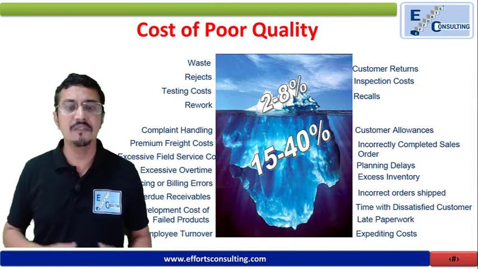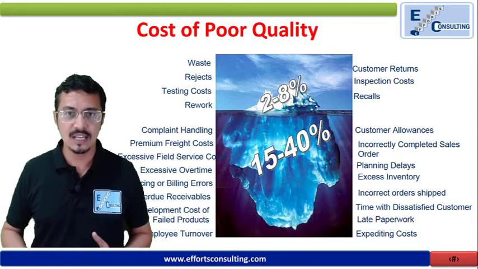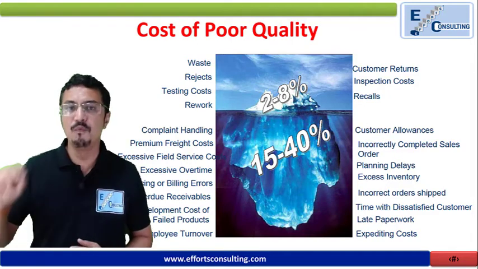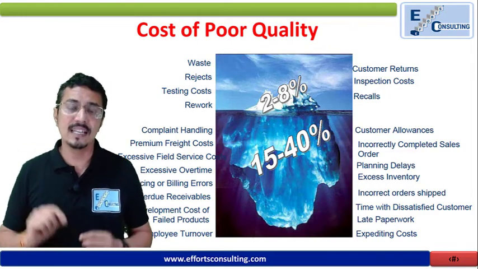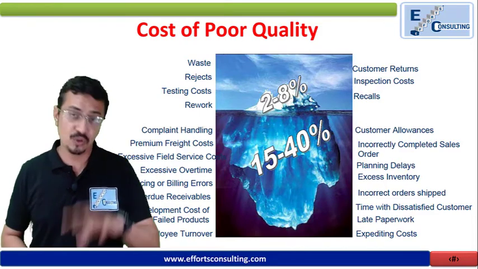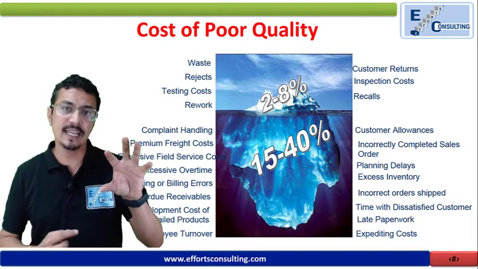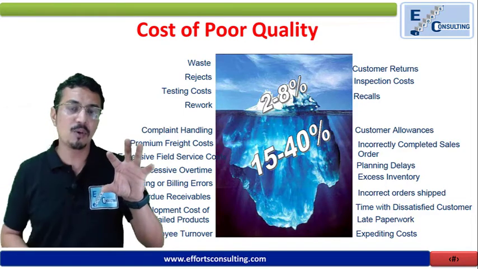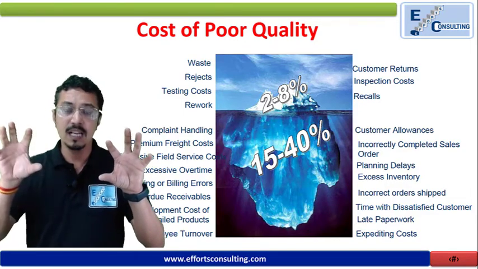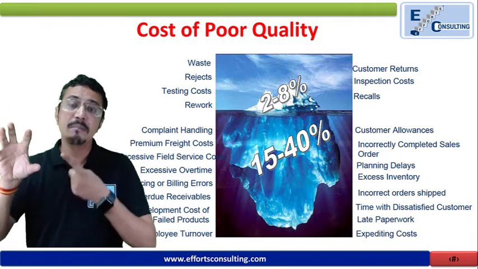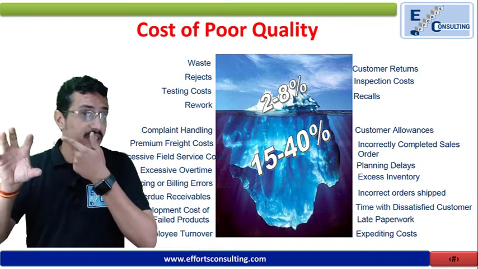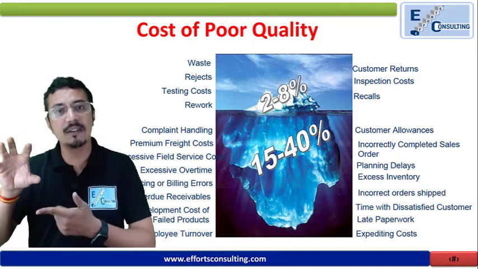And generally we do not count all this cost, and in Six Sigma we will be touching those, and that is called cost of poor quality. So actually you have two qualities: cost of quality, the cost which you incur to create the right kind of product, and cost of poor quality, the cost which you incur because of defects or generating defective products.